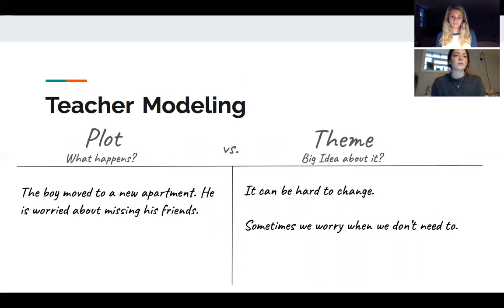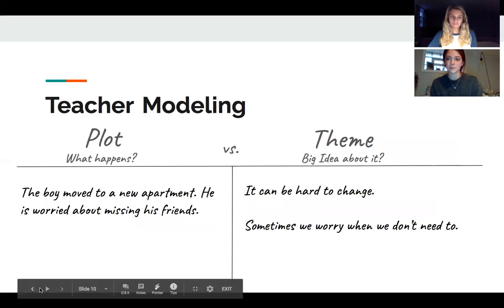So the example will say, the boy moved to a new apartment. He is worried about missing his friends. And then she will describe that the themes she can infer from these events of the plot are, it can be hard to change, and sometimes we worry when we don't need to. And this example was taken also from the Cerebello text.